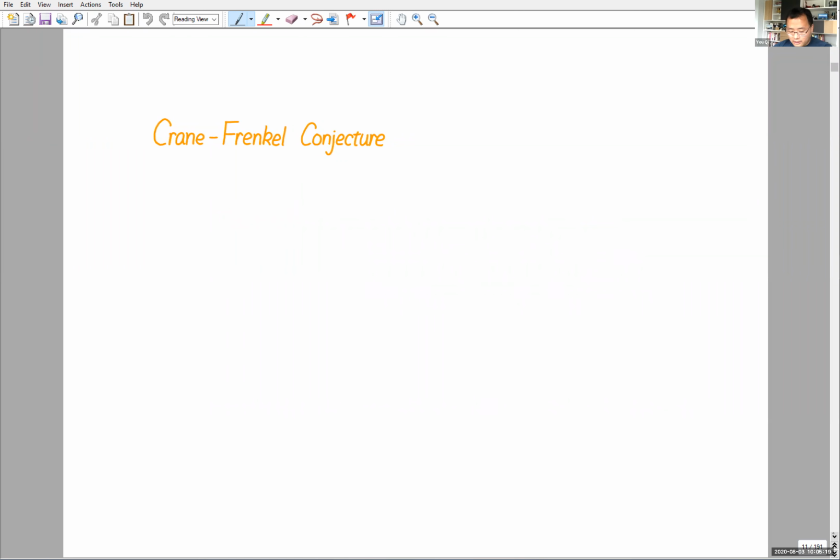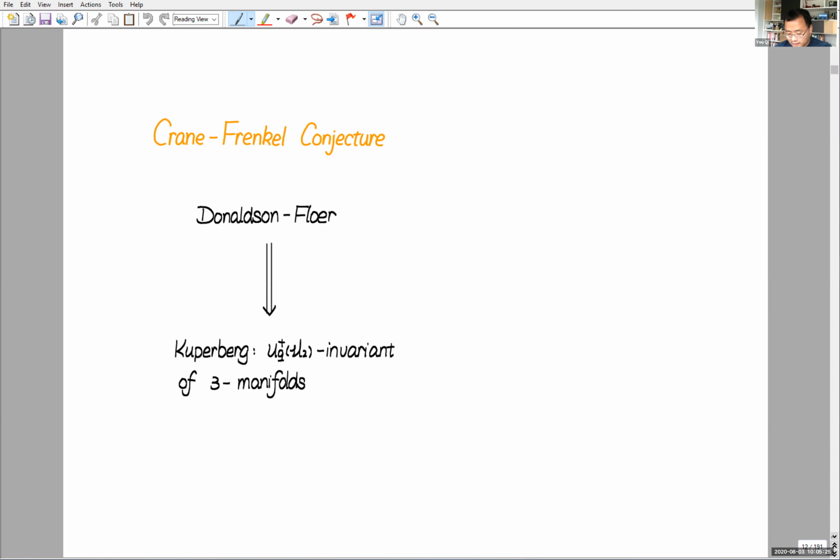Therefore, Crane and Frenkel proposed a very bold conjecture in 1996. They observed that Donaldson-Floer homology theory behaves functorially very similarly to Kuperberg's U_q(so_2) invariant of three manifolds. Roughly speaking, this Kuperberg invariant is like taking a three manifold cross S^1 and then taking the Donaldson-Floer homology. So it behaves very similarly to that theory.